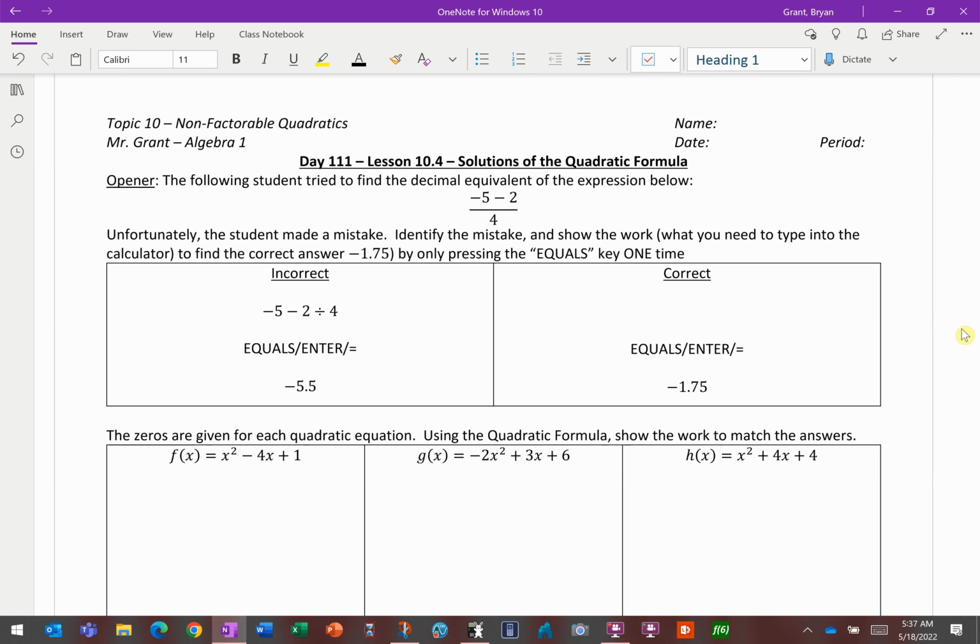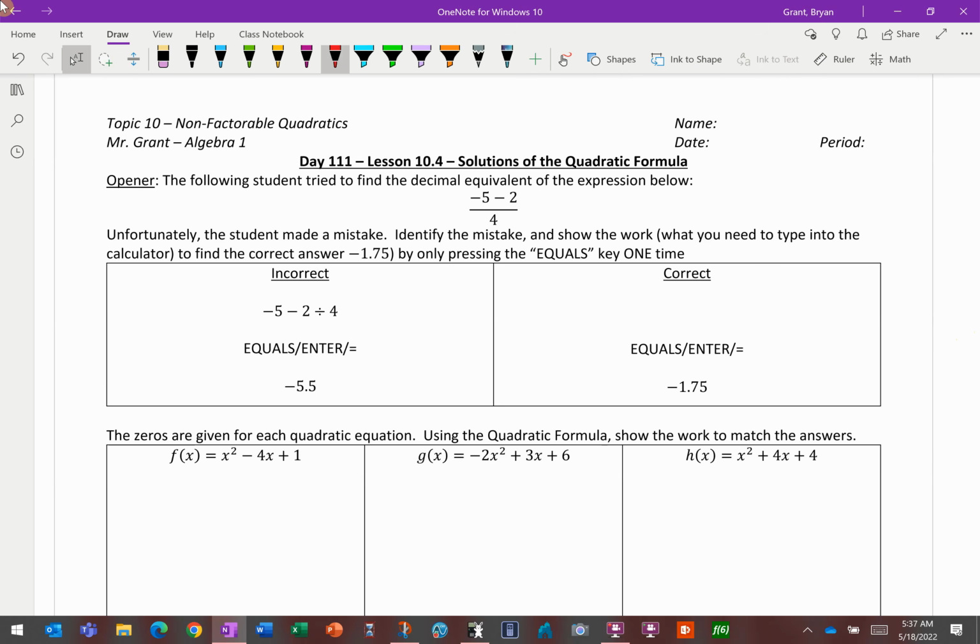Today's lesson is on 10.4, and we are going to focus on solutions to or of the quadratic formula. Before we jump into the quadratic formula, though, we're going to go ahead and look at this fraction that is given to us on the opener. That fraction is, of course, negative 5 minus 2 divided by 4.